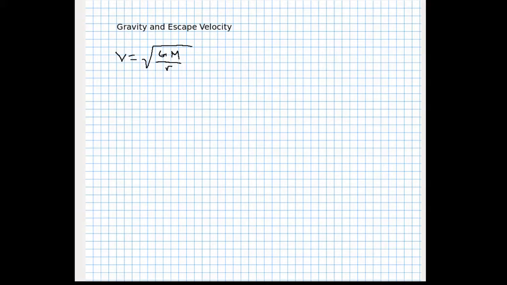So first, I wanted to talk a little bit more about how the force law for gravity works. Remember that the force law for Newton's gravity is F equals minus G, the mass of the big object that's pulling you, times the mass of the object that is being pulled, divided by the radius squared. And it's a minus because it's negative.